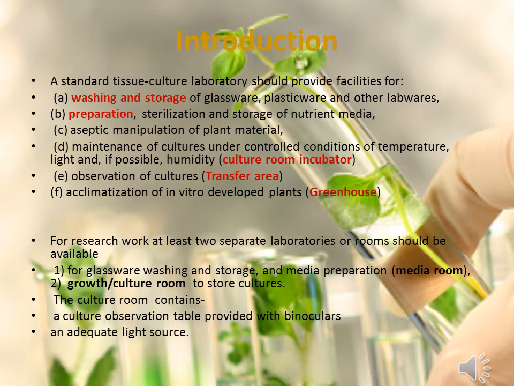The basic facilities required in a tissue culture lab are a washing area, glassware, an area for media preparation, a transfer area, a culture room, and incubators or a greenhouse. For research work, at least two separate labs or rooms are required, that is, a media room and a growth culture room. The culture room has a culture observation table with binoculars and an adequate light source.